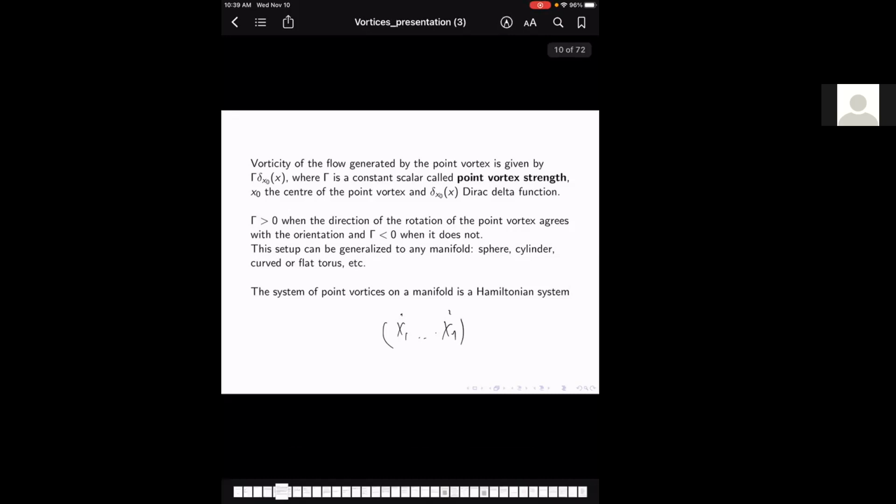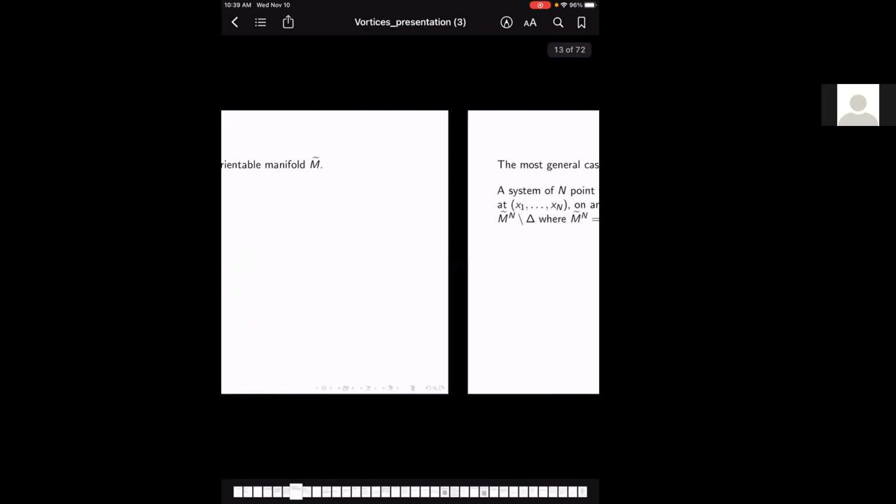So, what do we need for a Hamiltonian system? Well, we need the symplectic form, right? We need the phase space of this Hamiltonian system, and we need the Hamiltonian itself. So in the most general case, let's try to describe those.